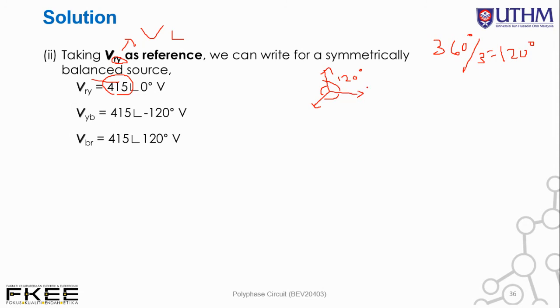So this one we have VRY, referring to this. And then the second one over here, at minus 120, is VYB. And then VBR is over here.